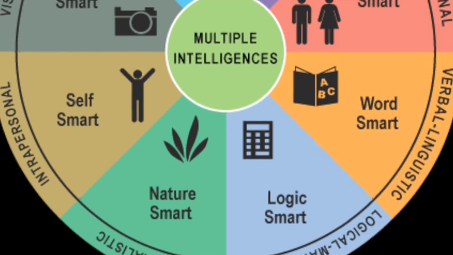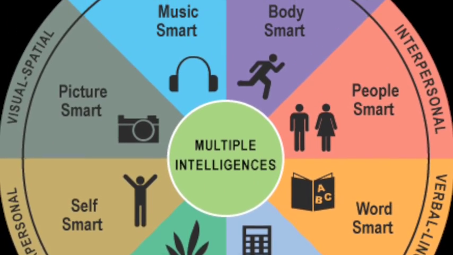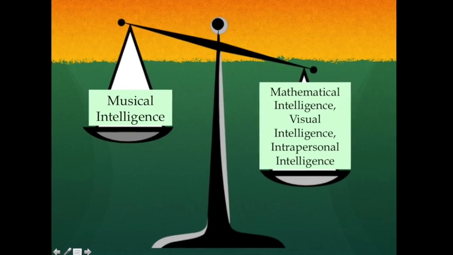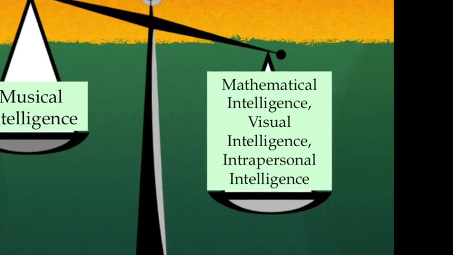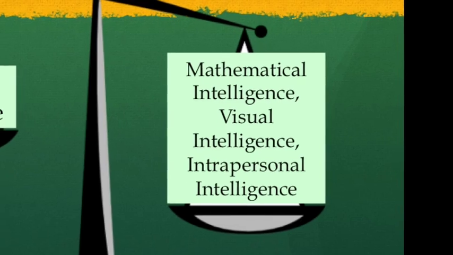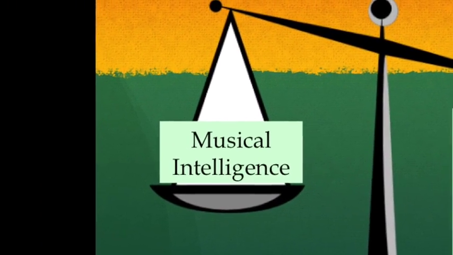Prior to this course, I had learned about multiple intelligences, but it wasn't until this class that I understood the importance of creating activities and assignments that have a focus on a variety of multiple intelligences. I learned through this course that I tend to teach and assign activities that promote mathematical intelligence, visual intelligence, and intrapersonal intelligence, and that I tend to stay away from activities that focus on musical intelligence.